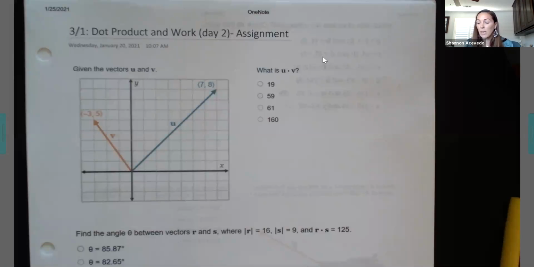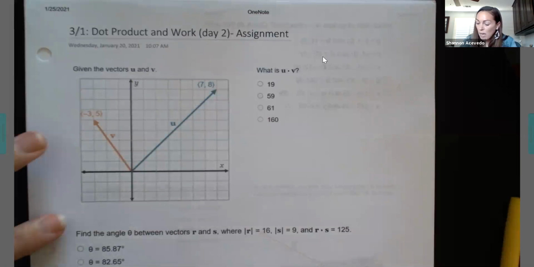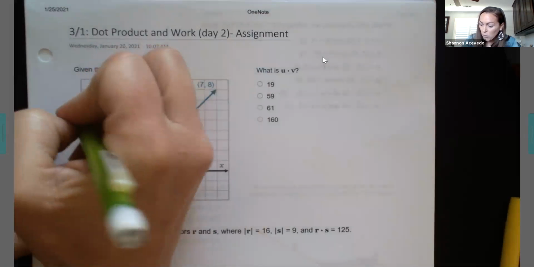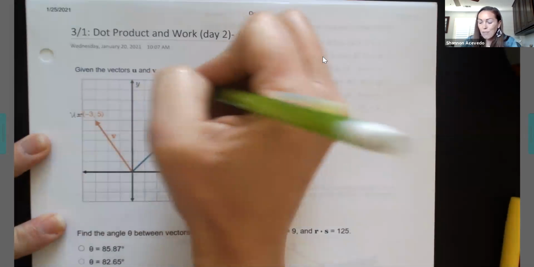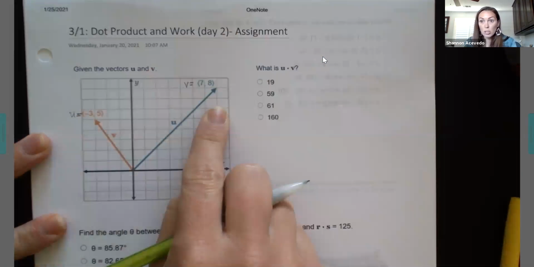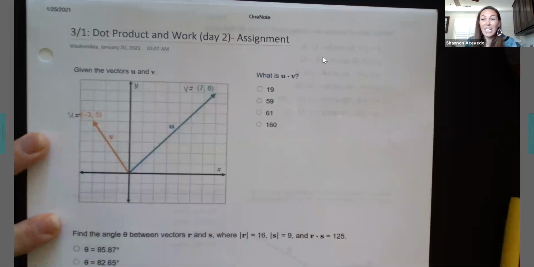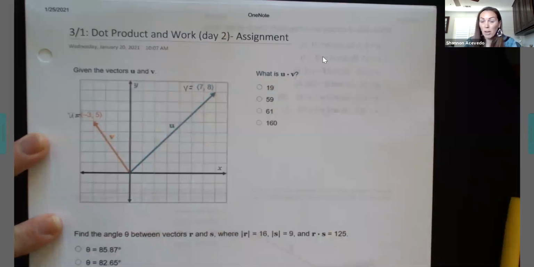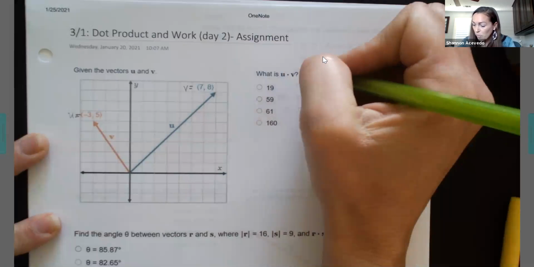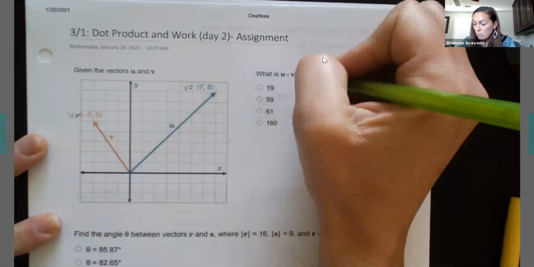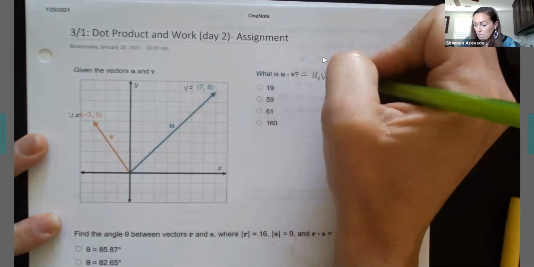Well, how do I know that? Well, that's because I'm going to say this is my U, this is my V, and I have the 2 dot products. If I know the 2 vectors, then I can just use my algebraic dot product. And what that tells me is U dot V is equal to U1 V1 plus U2 V2.